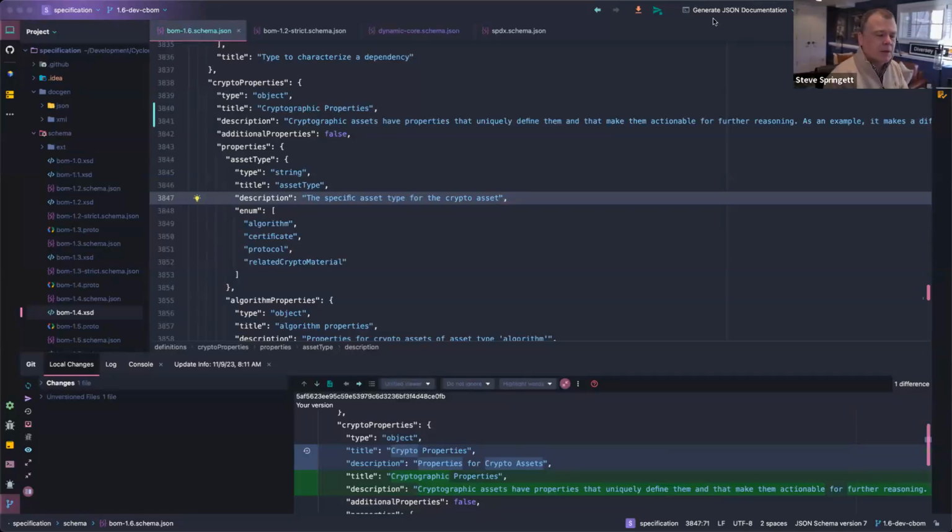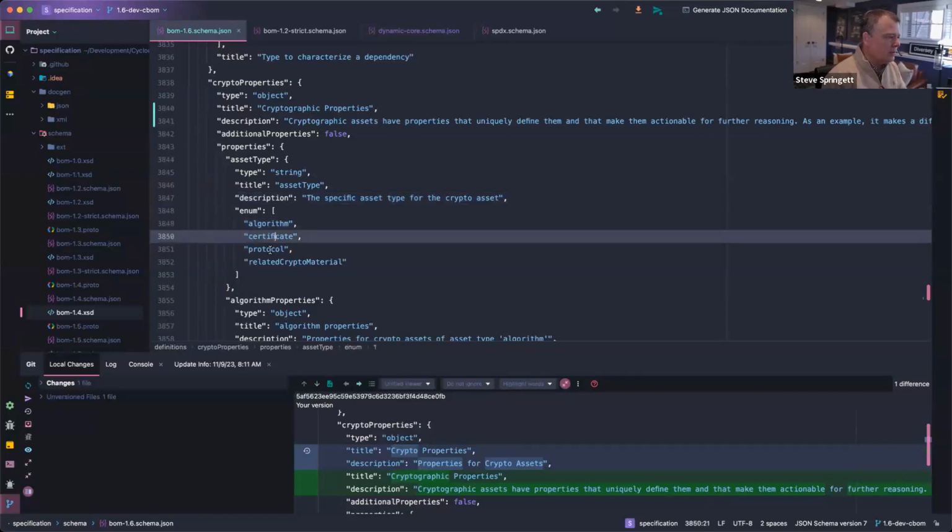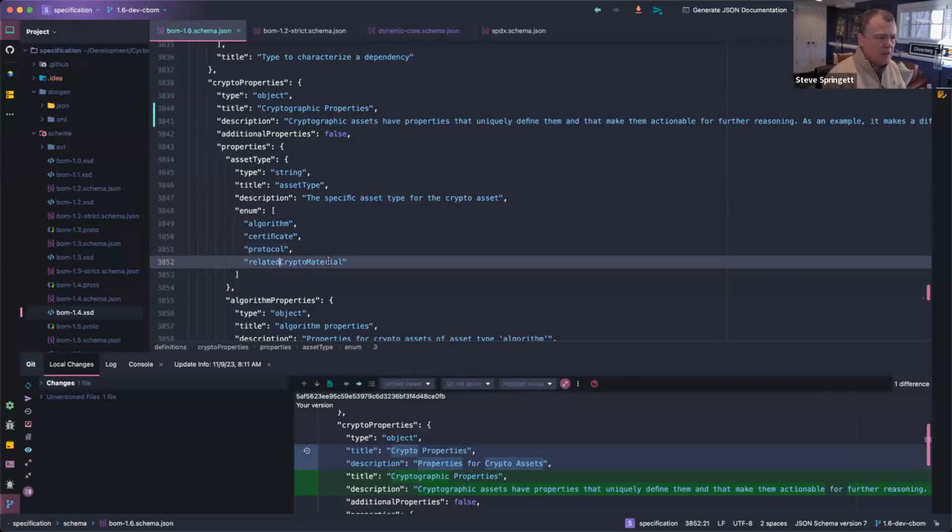So that's kind of a subset of what we're doing today, but that's why it's important to have these descriptions. Yep. So let's see, what do we want to put here? And then we should probably just have a very quick one-liner to describe algorithm, certificate, protocol, and then maybe a one or two-liner to describe related crypto material.